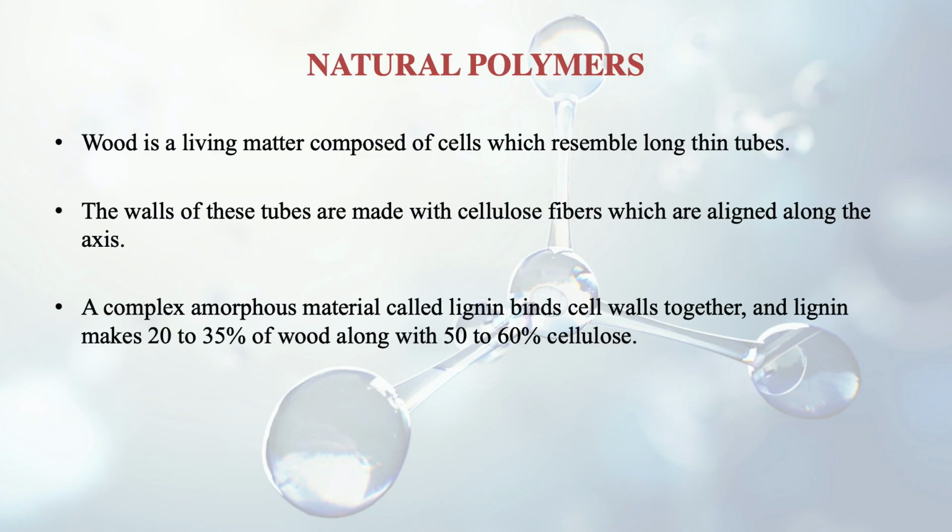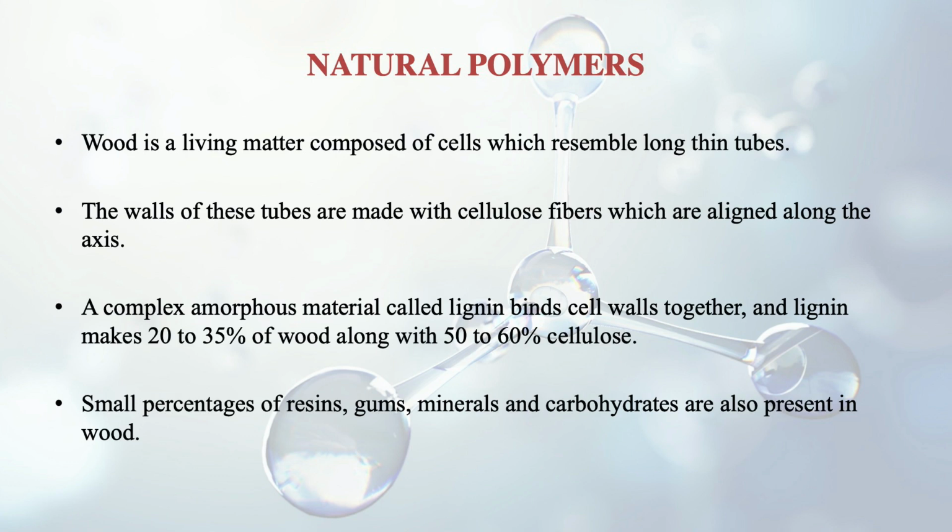In the case of wood, it will bind those cellulose fibers, and lignin makes up 20 to 35% of the wood, meaning the binder is 20 to 35%, along with 50 to 60% of cellulose. So when both these things are there, cellulose plus lignin in a certain percentage, then it is whole wood. Small percentages of resins, gums, minerals and carbohydrates are also present. So other things are also there, but in very small percentages.